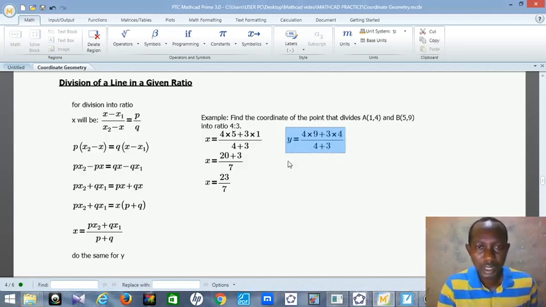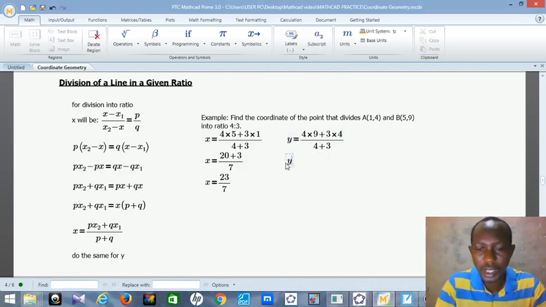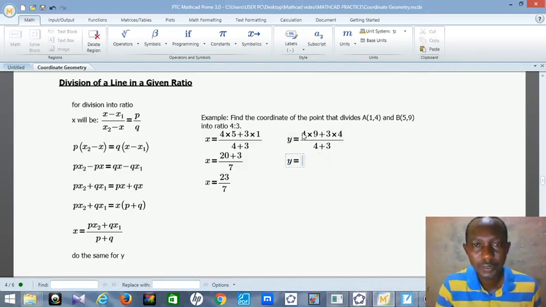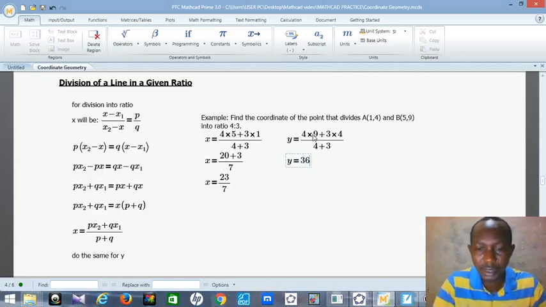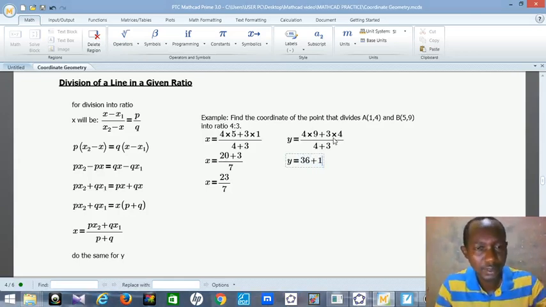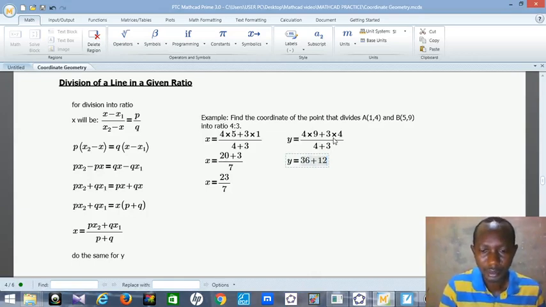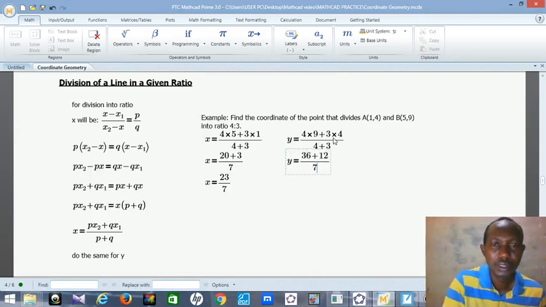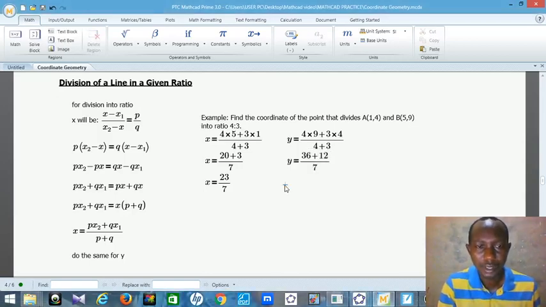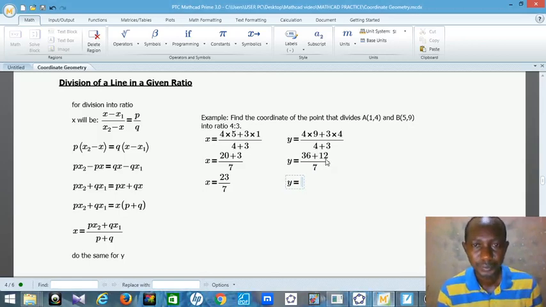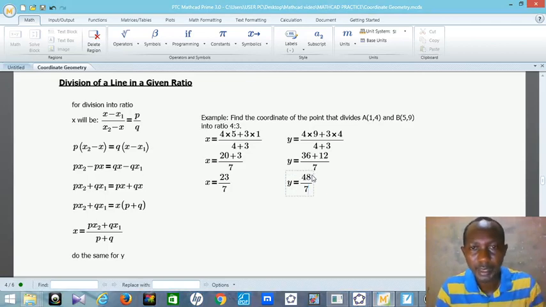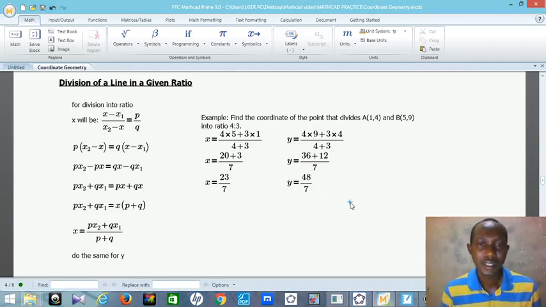So that is all we are doing in ratio division. y equals 4 times 9 will give you 36, plus 3 times 4 will give you 12, divided by 7. Then the final result for y will be 36 plus 12, which is 48, divided by 7. So this is your answer. Then you put them in brackets. That is all you are doing.